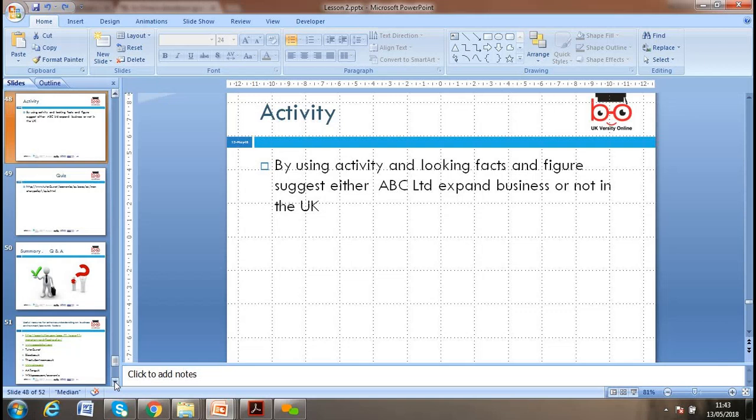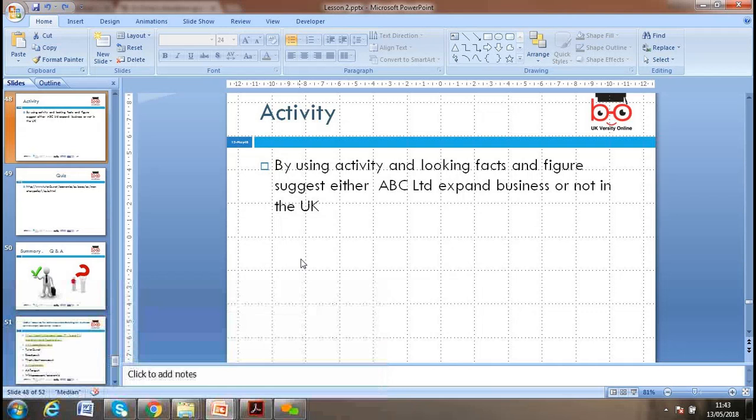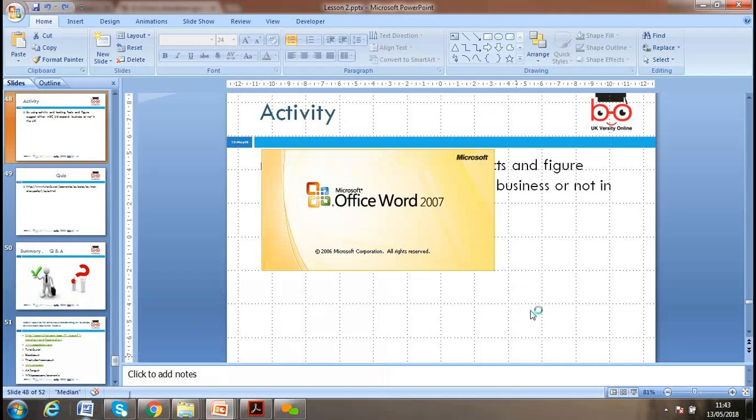Okay, the ABC business activity. By using the activity, look at the facts and figures and decide whether ABC should expand the business in the UK or not. I have set up an activity for you with some facts and figures, just follow the Moodle. If you look at the Moodle, there are facts and figures like GDP in the UK and unemployment in the UK. On the basis of this, you can suggest whether ABC Limited needs to invest the money in the UK or not, based on your own view of the economic situation.